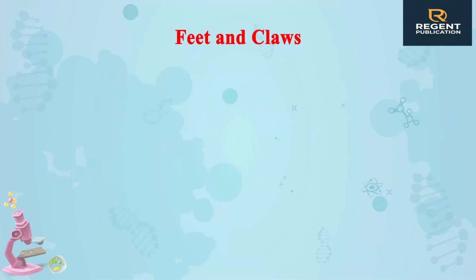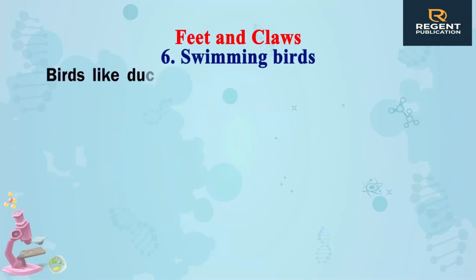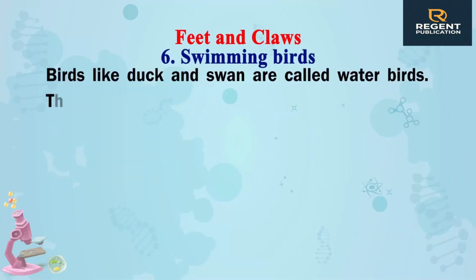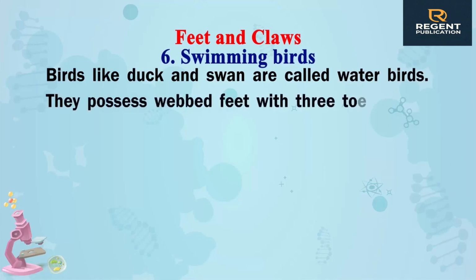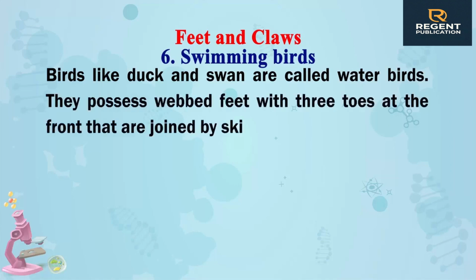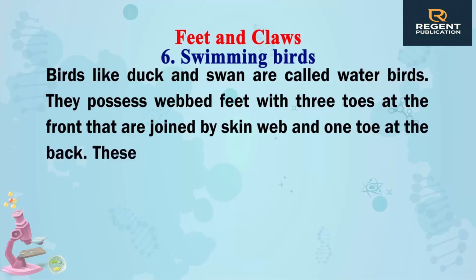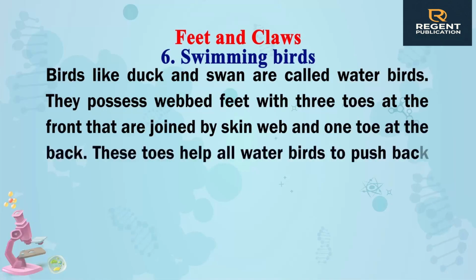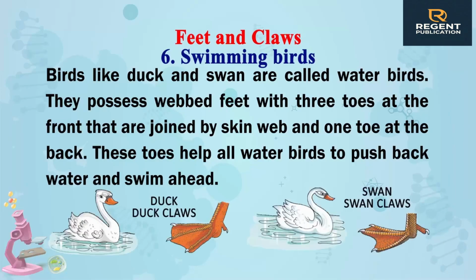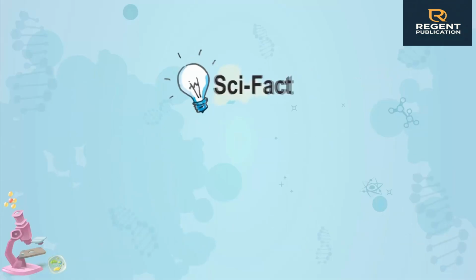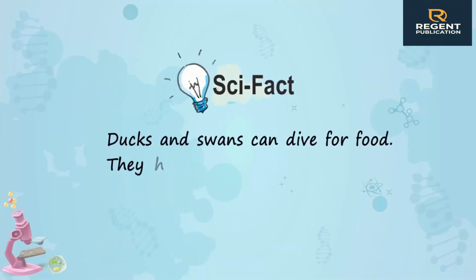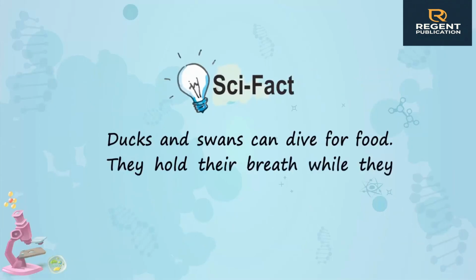Swimming birds. Birds like duck and swan are called water birds. They possess webbed feet with 3 toes at the front that are joined by skin web and 1 toe at the back. These toes help all water birds to push back water and swim ahead. Scientific fact: ducks and swans can dive for food. They hold their breath while they are underwater.